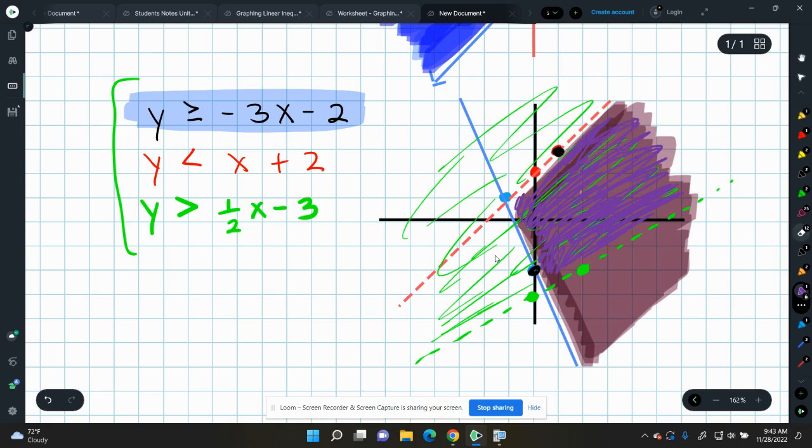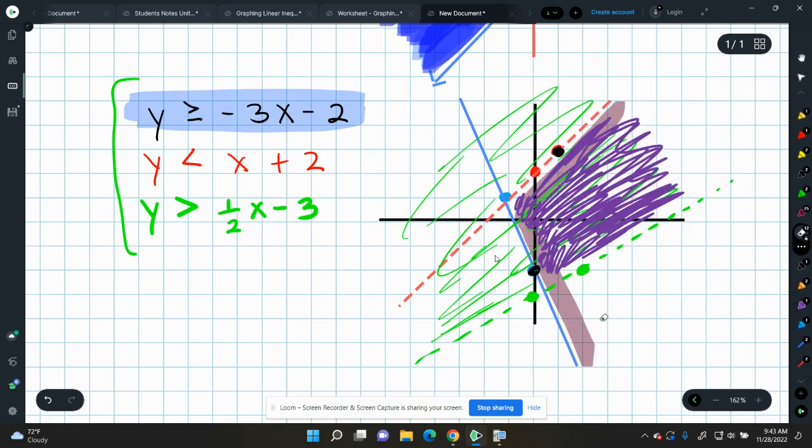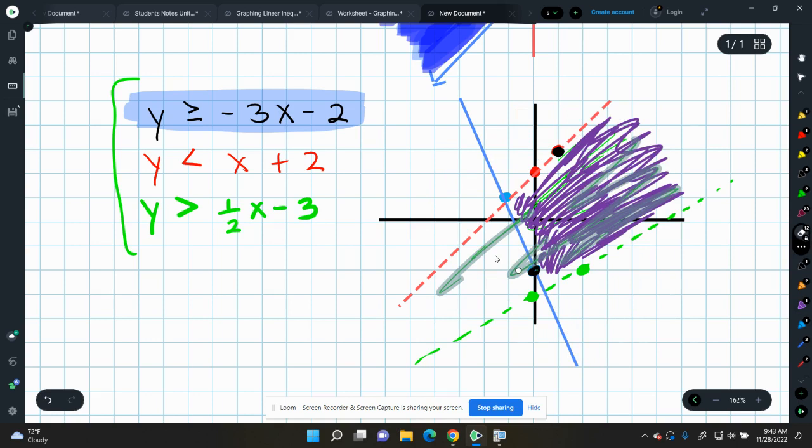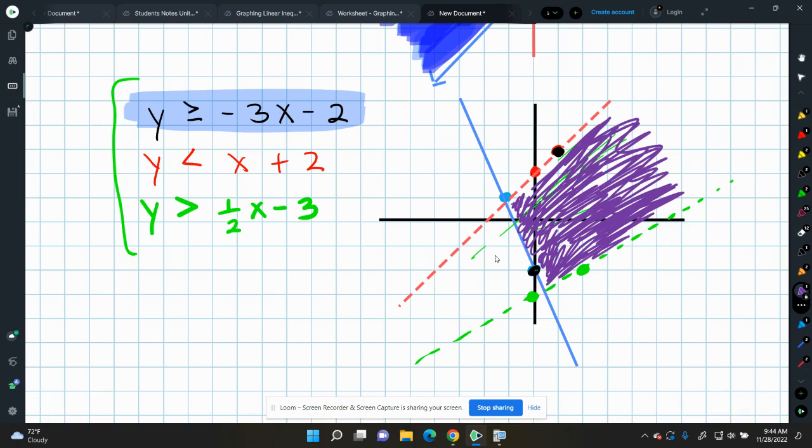So there could be more than 2? There could be more than 2, yes. Now you can see the solution is just that little chunk there. Yep, that's the solution, that little chunk right in there. That's a lot of lines and dots. Okay, so it's not hard, right? It's really not hard. If you can graph a line, these are pretty simple.